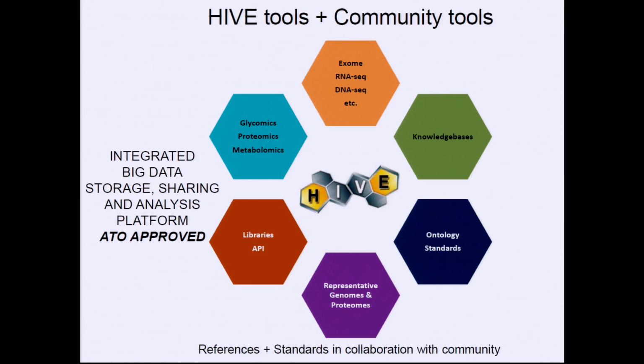So we are pretty much agnostic. We work on a bunch of different things. We work with exome, RNA-seq, DNA. Basically, the platform has tools to handle different types of data, glycomics, proteomics. We build knowledge bases. We are big into ontology and standards. We also work with the community to come up with representative sets, representative genomes, representative data sets which can be used. And of course, in terms of sharing, we try to be in tune with the community in terms of APIs and other standards and so on.